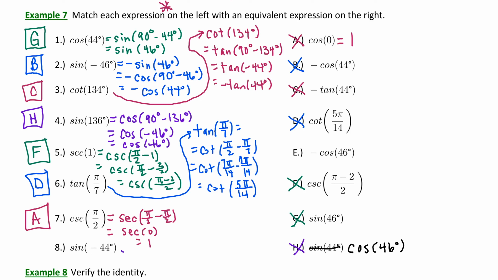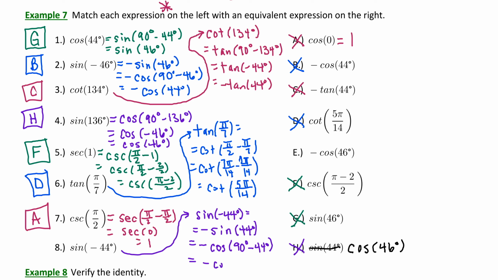And for our last one, again, notice we have a negative angle. So before we apply our cofunction identity, we're going to apply our odd identity. Sine is odd, so I can rewrite that as negative sine of 44 degrees. Then we can change it from sine to its cofunction cosine by subtracting the angle from 90 degrees. 90 minus 44 degrees gives us 46 degrees. So negative cosine of 46 matches up perfectly with option E.